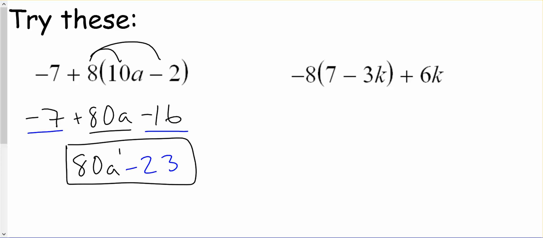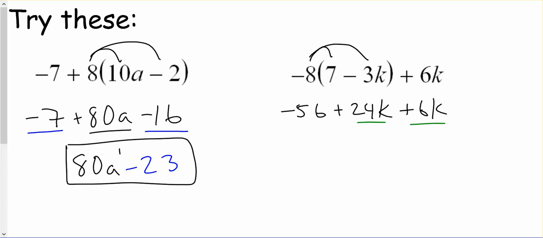Next one, -8 times 7 is -56. -8 times -3 is +24k, and we need to add 6k. So we can see that 24k and 6k are like terms. 24 and 6 makes 30, so 30k. And we've got our -56, so minus 56.